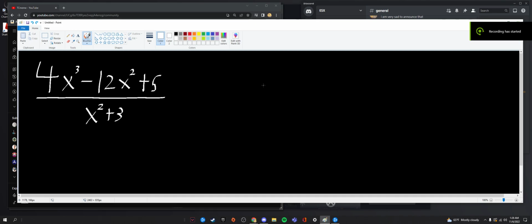Hey everybody, and today we're going to be doing polynomial division. I didn't really have a plan. Not a lot of fun math to do, or at least the fun ones I'm not smart enough to solve. So instead we're doing polynomial division.